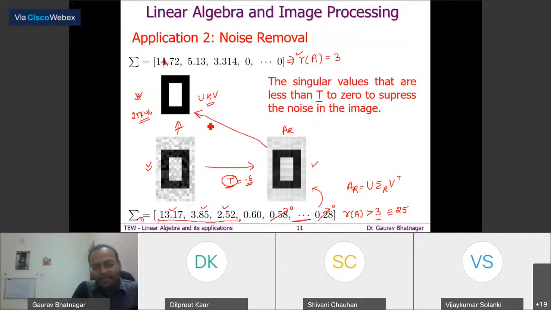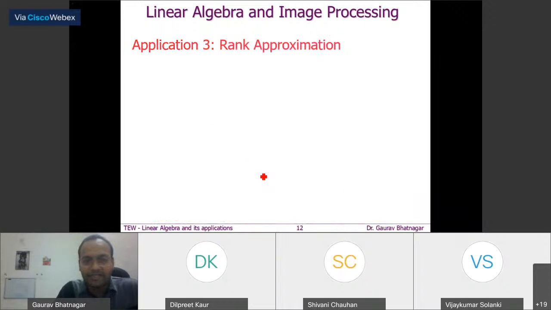This particular effect will motivate researchers to think: can we use this SVD as a low rank approximation? Let's say I have a big matrix whose rank is more than 100 or more than 1 lakh. Can I reduce the rank of that particular matrix? So the next application of this singular value decomposition is the low rank approximation, and SVD is the best low rank approximation technique till date. Now let us see what will happen in the rank approximation.